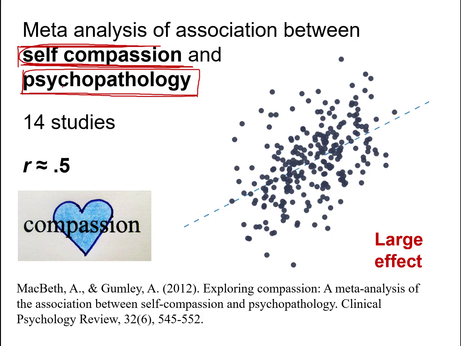So an example of a very large effect, a correlation of 0.5, is a meta-analysis. They had 14 studies that found a strong correlation of 0.5 between self-reported self-compassion and self-reported psychopathology, or actually it was anti-psychopathology because they reverse scored it, and a correlation of 0.5.